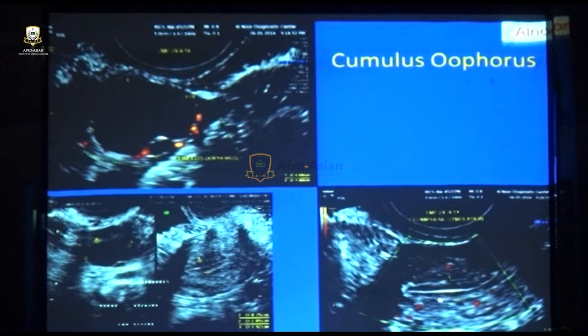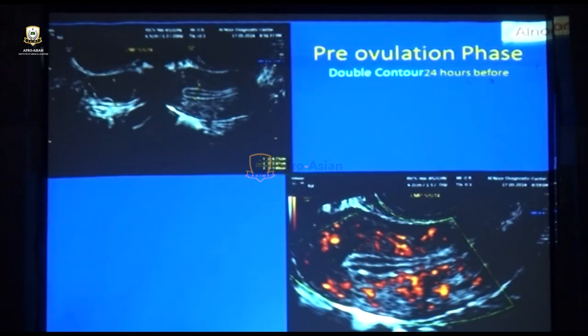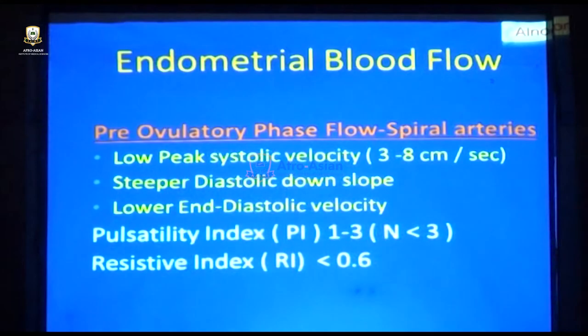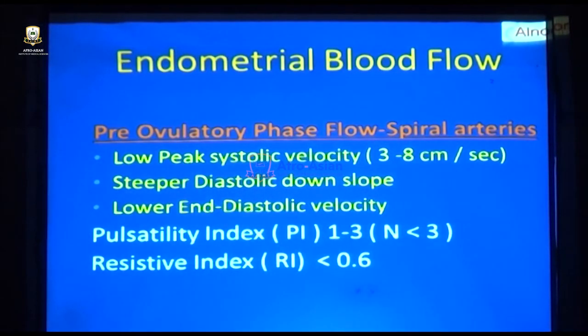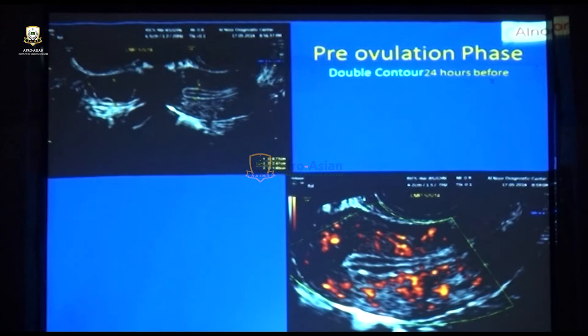But at the same time, look at the endometrium. The thicker it is, the better it is. If it is 8, 9, 10 millimeters, that's going to be a good sign for the actual follicle. And look at this double layer, we call the granulosa-theca layers. Look at these two layers, these two lines. This means it's going to rupture in the next 24 hours.